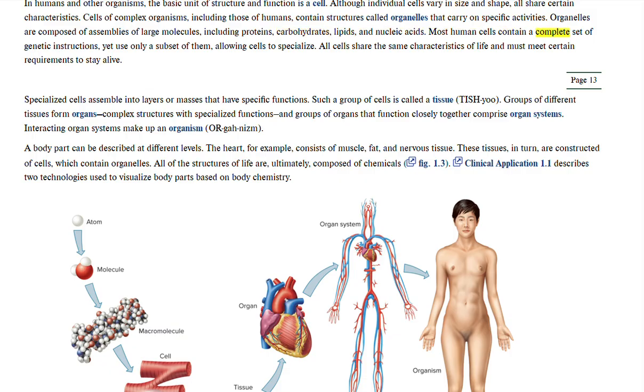Most human cells contain a complete set of genetic instructions, yet use only a subset of them, allowing cells to specialize. All cells share the same characteristics of life and must meet certain requirements to stay alive.